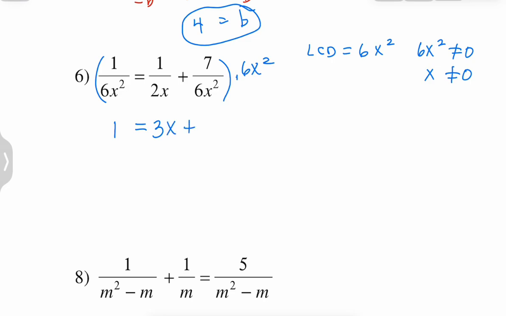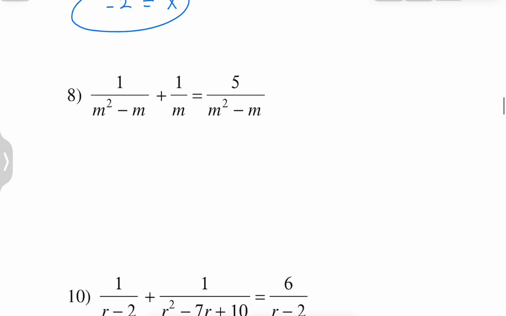Let's do it again. 6x squared times 7. The 6x squareds are a perfect match, so they cancel out to become a 1. 7 times 1 is 7. So it becomes a much simpler equation at this point. If you subtract 7 from both sides, you get negative 6 equals 3x. Divide by 3, x equals negative 2. That is not the extraneous solution. So we don't have to worry about 0. Negative 2 is our solution.